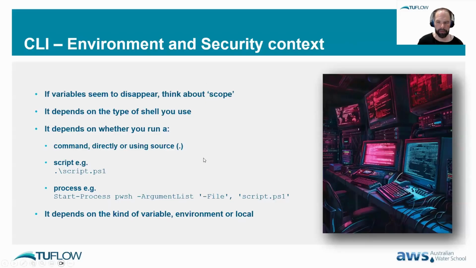A few things to note really quickly. If variables need to disappear, think about the word scope and ask about scope or search for scope. I won't go into that too much right now, but that's an important word to remember when you've had issues where you try to get some information from one script to another and it failed. It also depends on the type of shell you use. So pick a shell and stick with it, probably. Things work slightly differently between command prompt or PowerShell or Bash. And it can be very confusing if you're used to one using the other.